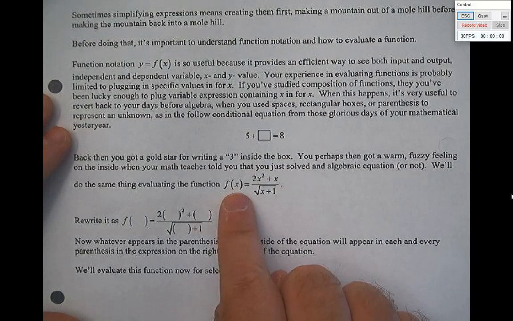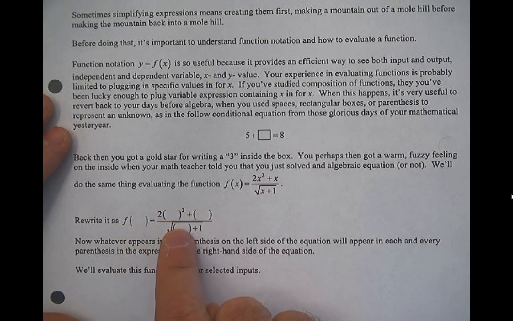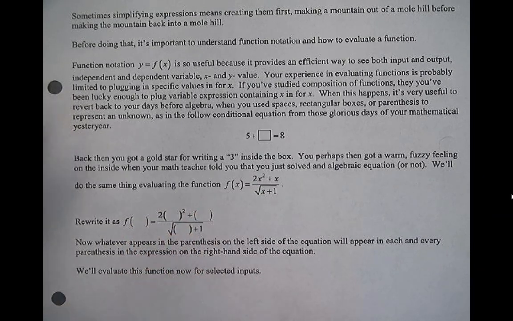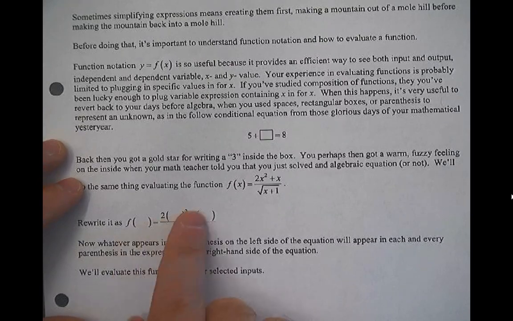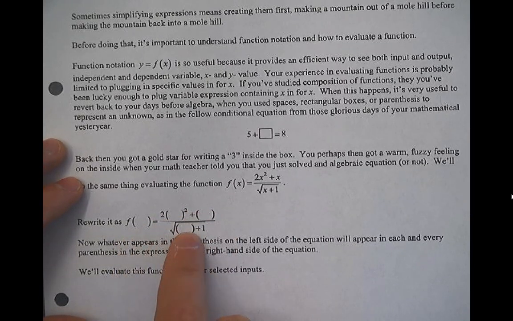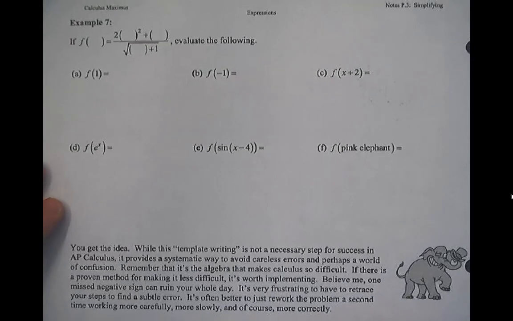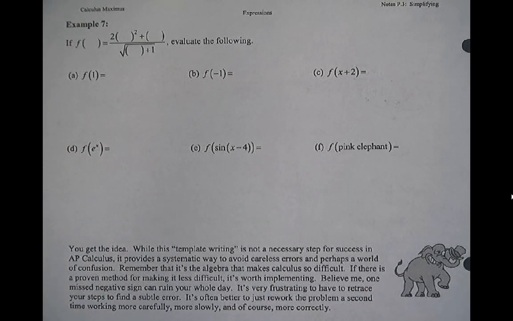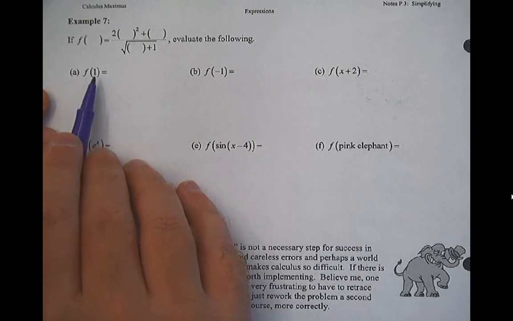So if I were to rewrite this as my function, I could rewrite it so that everywhere there was an X, I could put a blank, and then we could evaluate that function at different inputs. So we could plug whatever we want in for this blank, but then that's the same stuff we'd have to plug into these blanks, or at least equivalent things. So let's take a look at an example where we do this. He already put the blanks in there, and we're supposed to evaluate the function at different values.